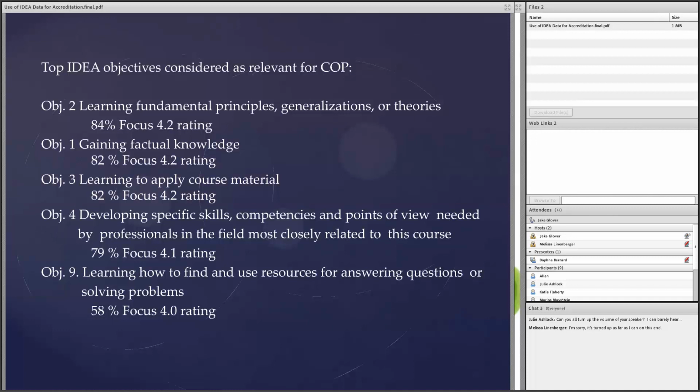So this slide pretty much says a lot. It says overall for the College of Pharmacy for 2013-2014, the top objectives that we selected as relevant in terms of essential or important were objectives 1, 2, 3, 4, and 9. And I listed the percent focus. As you can see, when you looked at all 38 classes, there were varying amounts of focus, and they're pretty significant for these, anywhere from 84% focus to 58% focus. And all of them had a rating at or above 4.0.